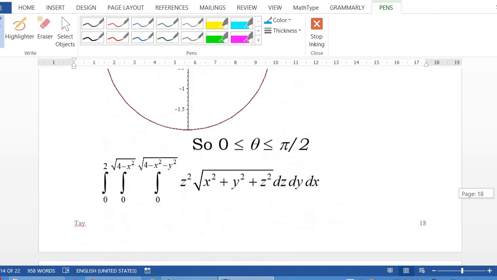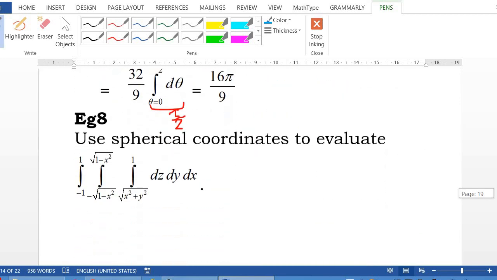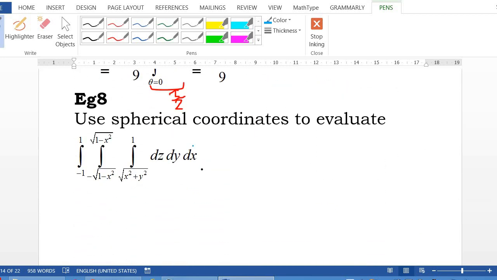Okay, and then we have the last example. Use spherical coordinates to evaluate. The integral is in Cartesian coordinates, and we change it to spherical coordinates. So this dz dy dx you change to rho squared sin phi d rho d phi d theta.